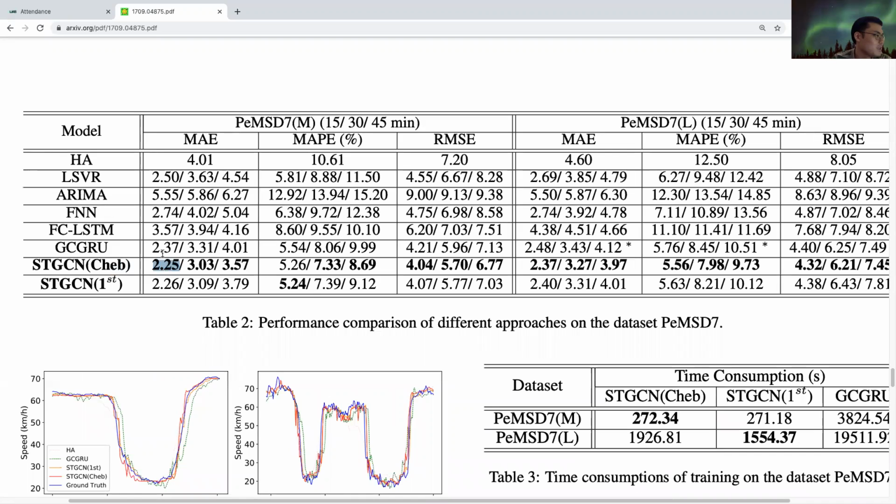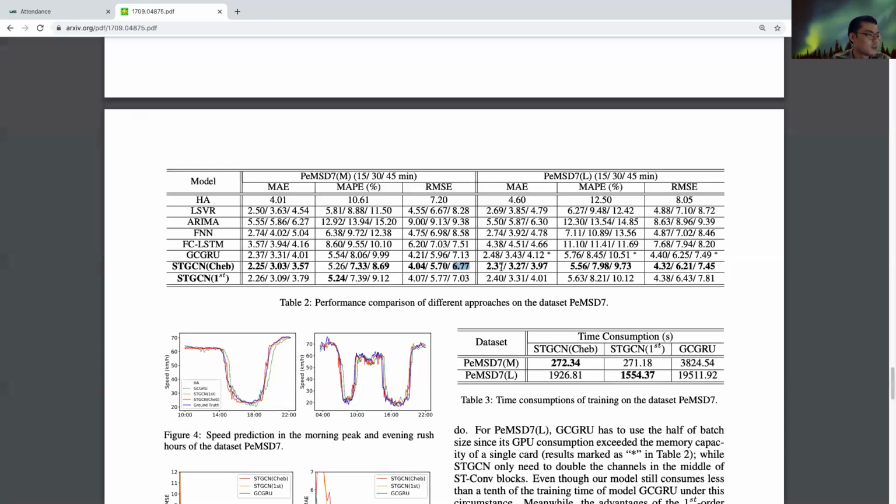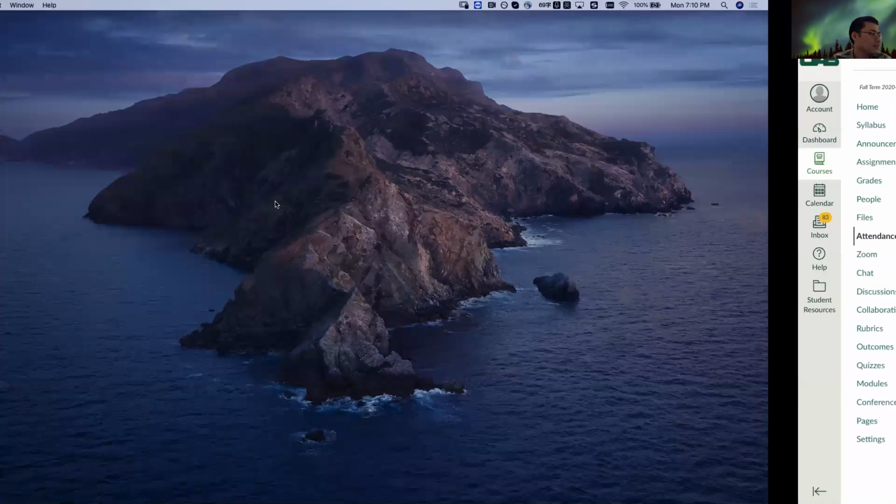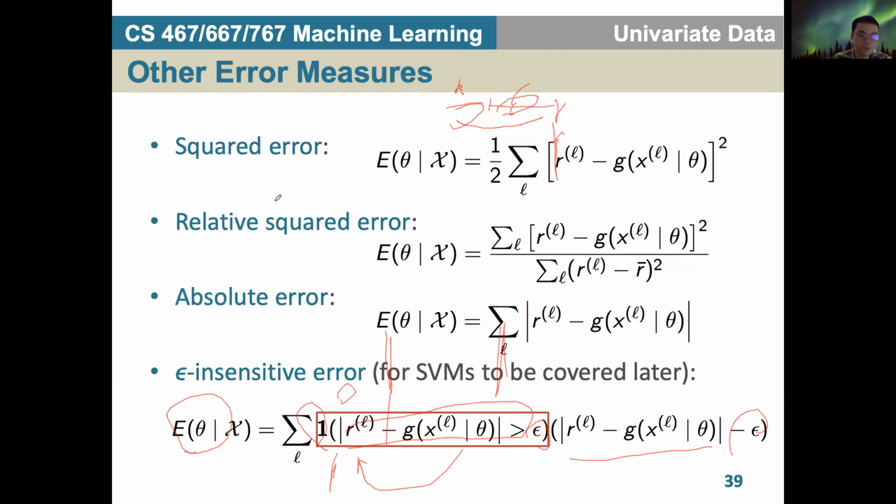If for MAE the other model is 3.5 and I'm 2.2, and for MSE the other model is maybe 7 something, 6 something, this is a way that if you are doing evaluation, you can test all the errors and show that you are always better than the others. This is the strongest signal. Maybe in some metrics you are better, others not so much, then it's a weaker signal that you are better.